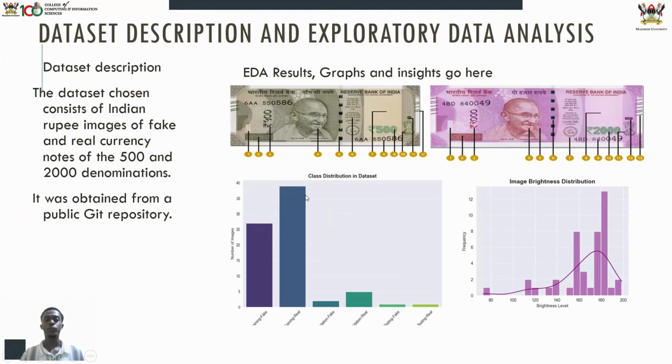So this is a simple bar graph showing the different distributions of images as per the different folders, and then also the distribution of brightness among all the images. The frequency simply means the number of images, and then the brightness level, as you can clearly see.